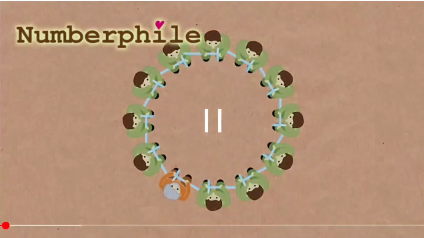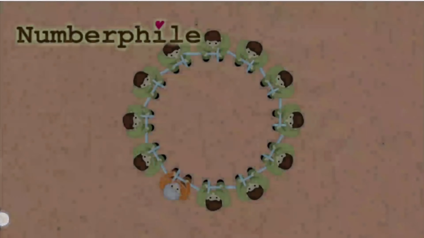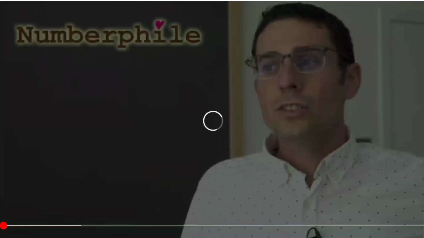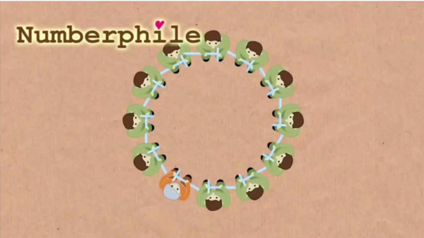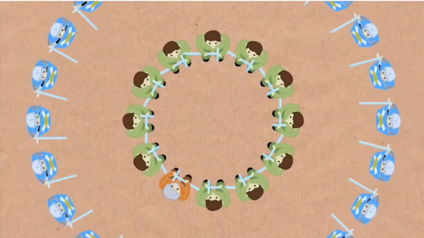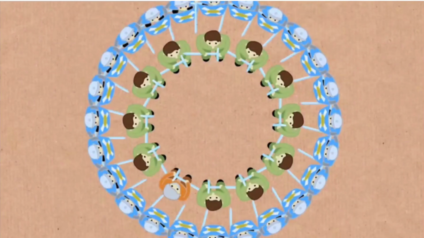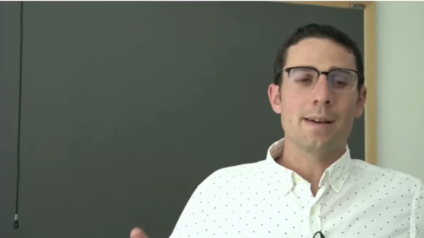Something from history. It's called the Josephus problem, and it's based on something from history. There was a group of Jewish soldiers who were surrounded by the Roman army, and they didn't want to get captured, so they decided to come up with a system to avoid getting captured or suicide.